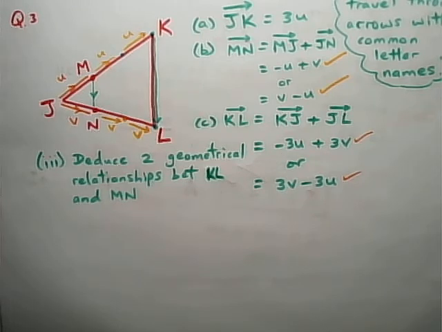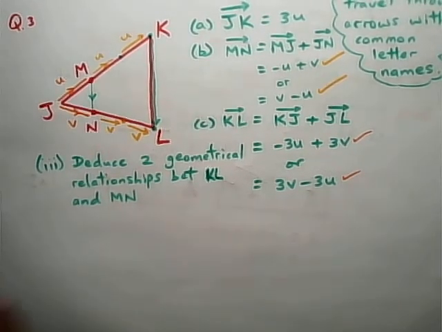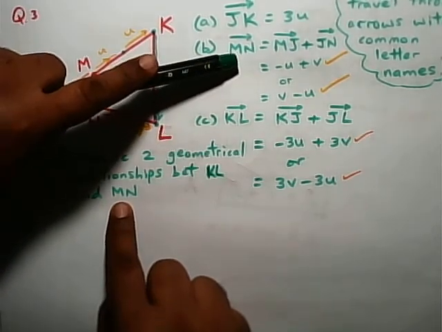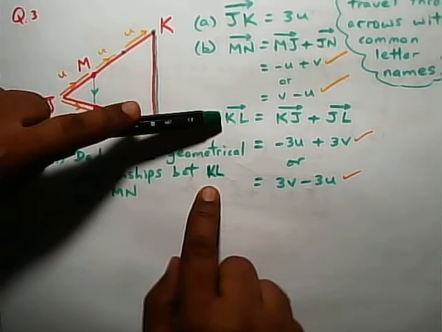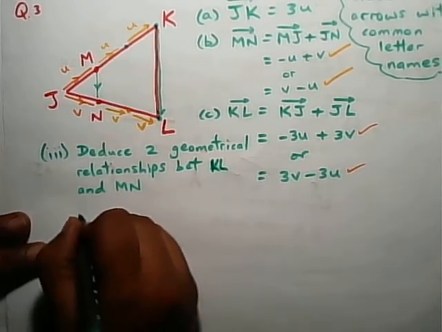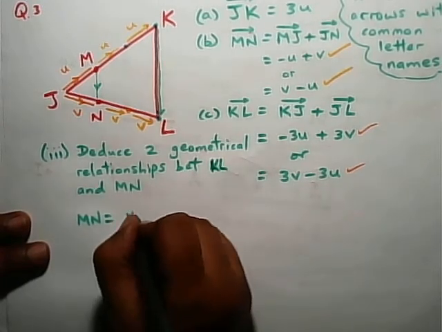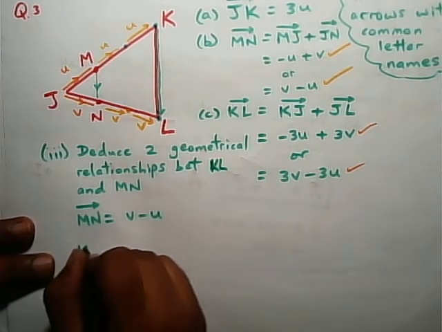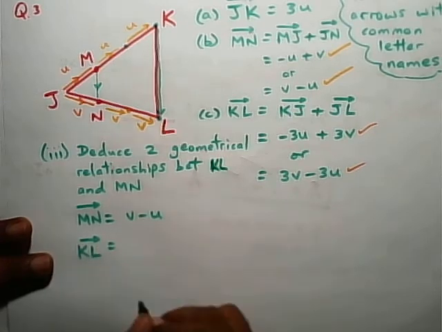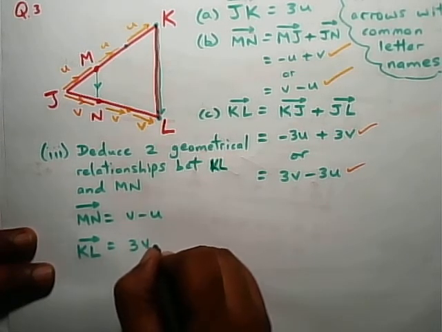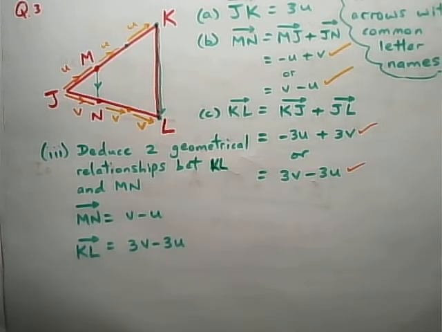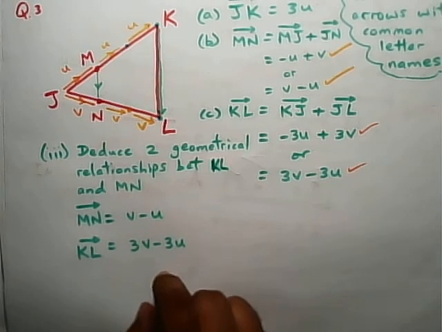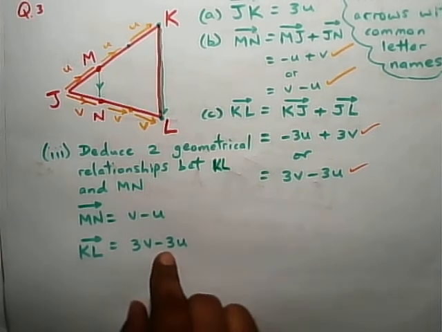Now let's just look at the answers from here. We want to compare MN, which is this answer here, and KL. MN is equal to v minus u. That's the vector MN. And the vector KL is equal to 3v minus 3u. Do they look similar? Do they resemble? They both have v's and they both have u's, but this one has 3.